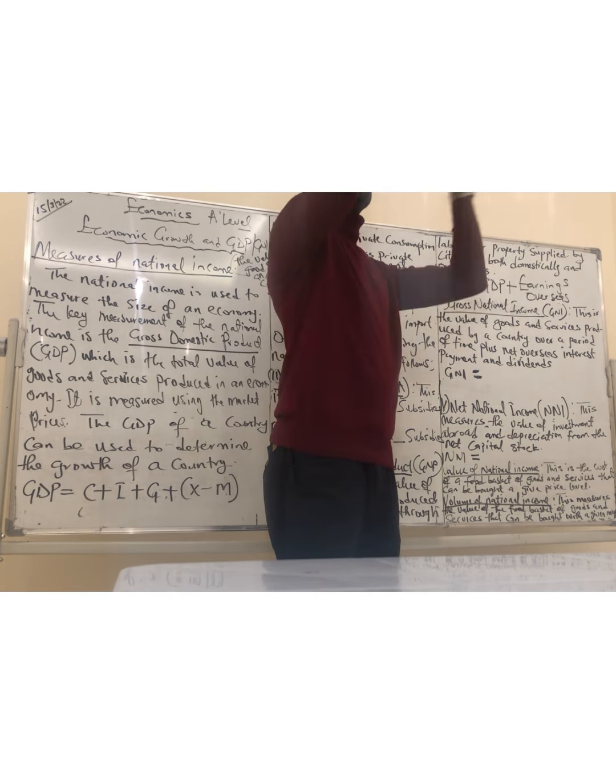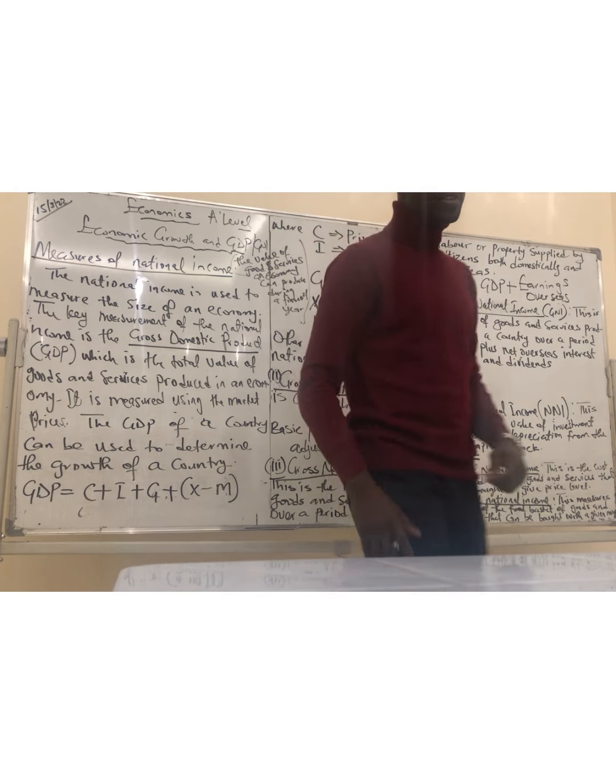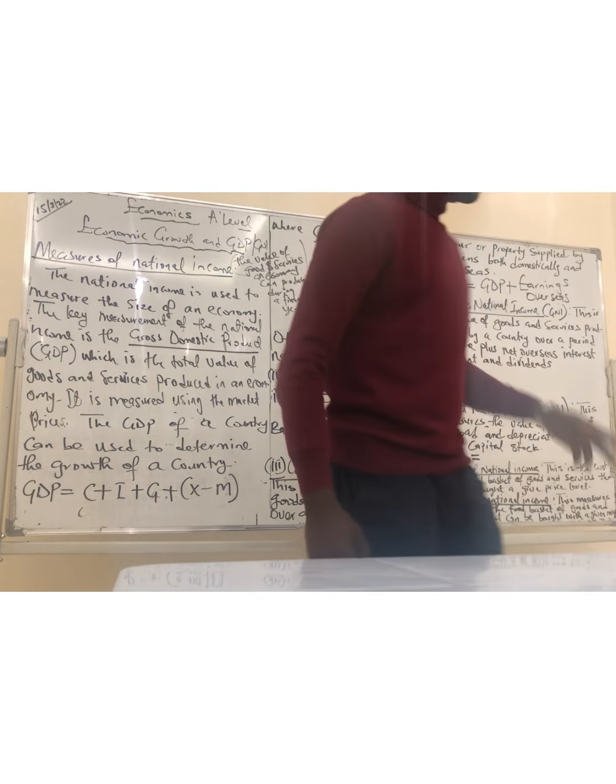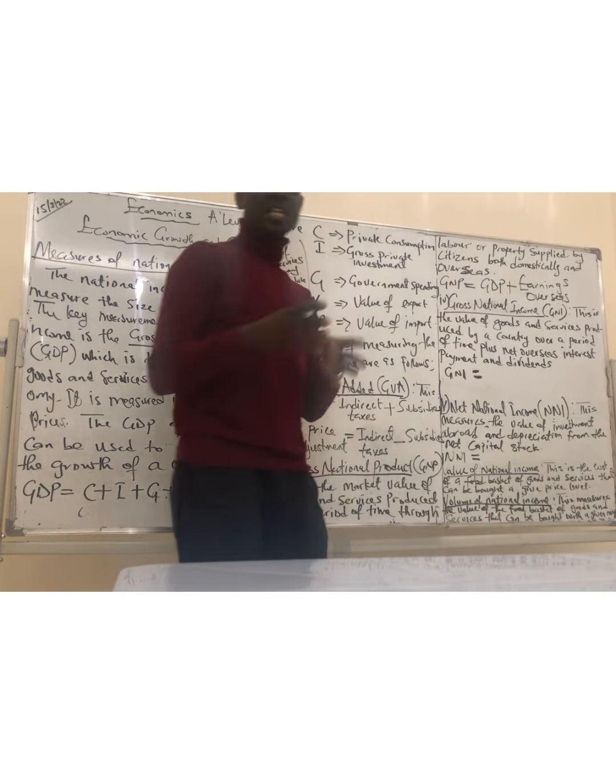Is that clear? Then another way to measure the national income is to use the gross national income, GNI, which is the value of goods and services produced by a country over a period of time, plus net overseas interest, trade payment, and dividends. So the formula for GNI is GDP plus net overseas interest plus dividends. Is it clear? So it's another way you can measure the national income of a country.